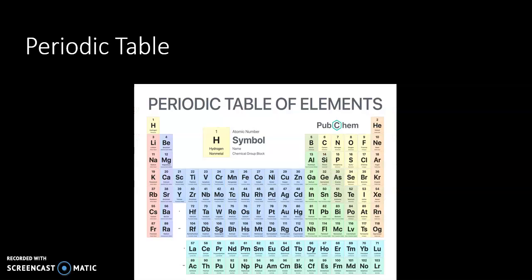So this is a periodic table example. I've retrieved this from the NIH website, and you'll see that it has a key for how to read it. So your atomic number is on top. For hydrogen, the atomic number is 1. The symbol is the large letter in the middle. For hydrogen, the symbol is H. The name is underneath. So H is hydrogen. And then the chemical group is on the bottom. So hydrogen is a non-metal.